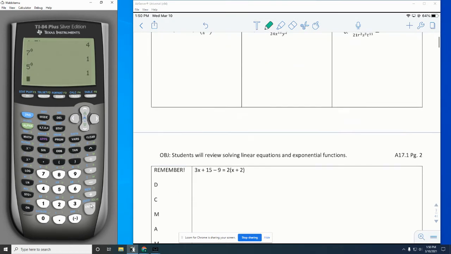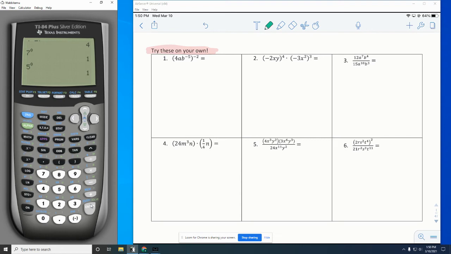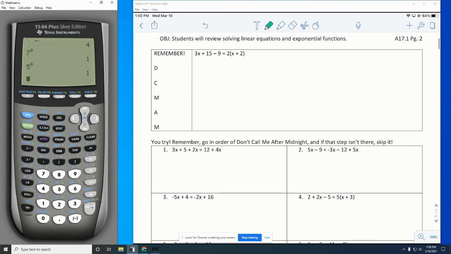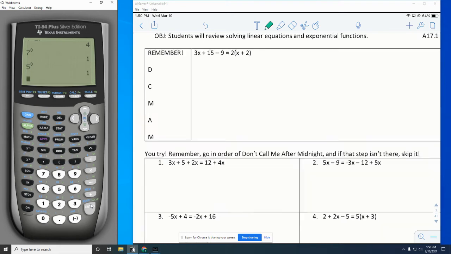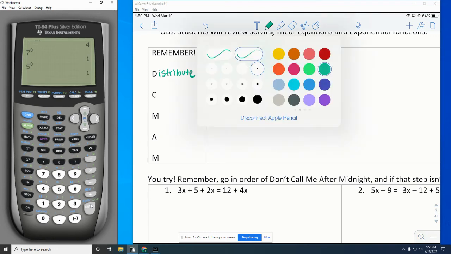Now for the rest of this video, let me start in order. These say try these on your own. So the next 6 problems are for you to do with the remaining class after we work the back. On the back, we're going to work through these, and remind ourselves of don't call me after midnight, okay? So D is for distribute. If you have a number in front of a parentheses, you need to distribute it. So this left side I'm not touching. I'm going to keep it the same. On the right side, 2 times x is 2x, and 2 times 2 is 4.